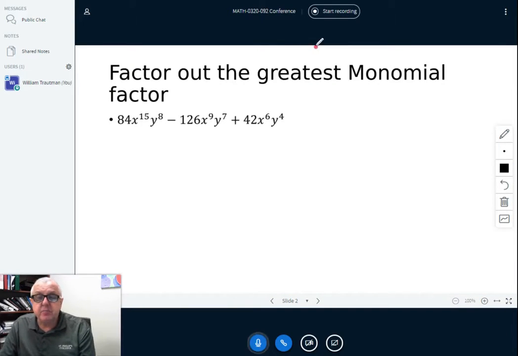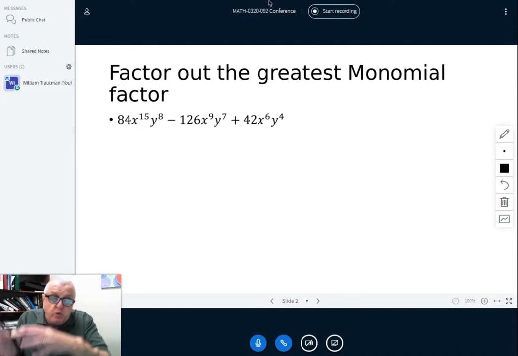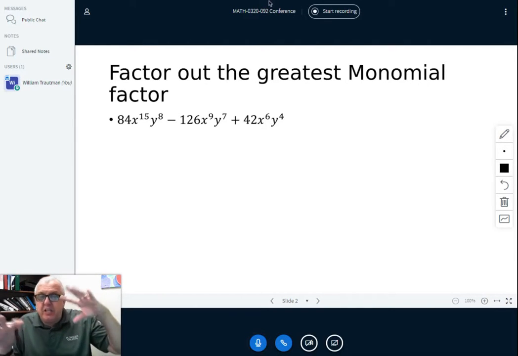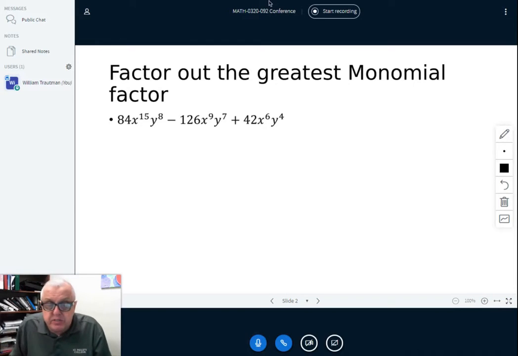Factor out the greatest monomial factor. Well, this is just like factor this out, factor out a greatest common factor. The monomial factor is what gets factored out. So it's the wording that might be a little different from what you're recognizing. But in other words, let's just factor out a greatest common factor.